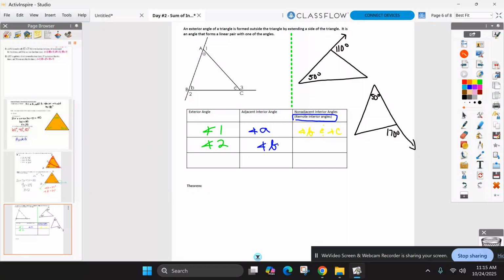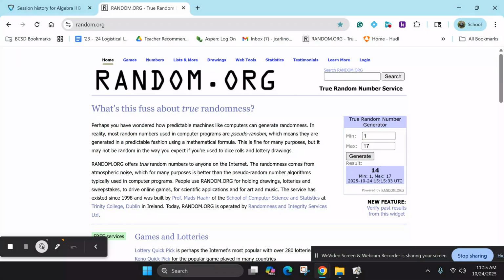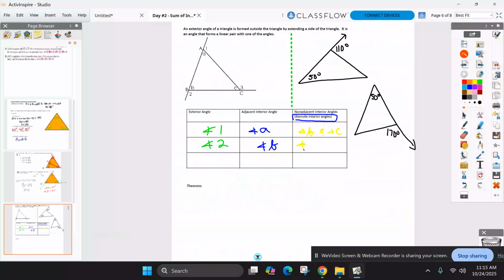So if we're looking at angle 2, what are my remote interiors? What are my remote interiors in that case? Ryan, back to you. Angle A and angle C. Perfect. All good? And then I won't even ask anybody here, but the third exterior angle is angle 3. The angle adjacent to it inside is angle C, making my remote interiors A and B.